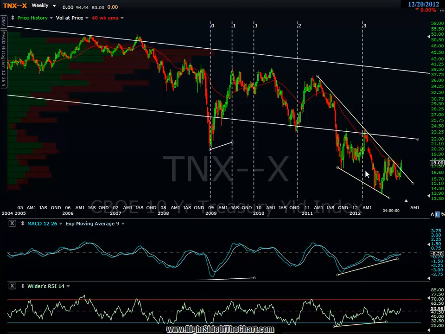TNX, 10-year, these are 10-year government bond yields. Bullish falling wedge. I mean, very clear pattern. Look at that. Strong divergences. So it seems like we're going to have interest rates moving higher here and bonds down.